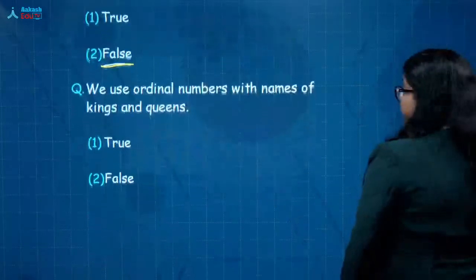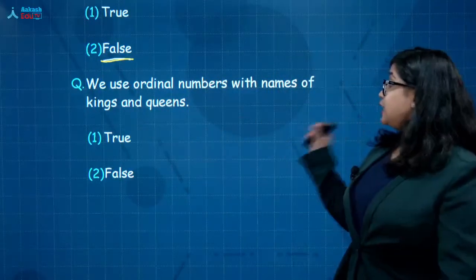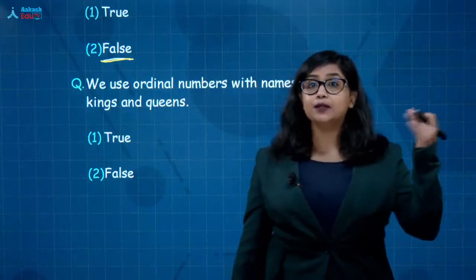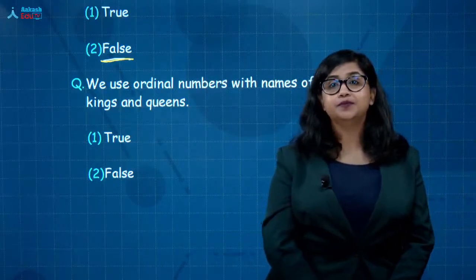Moving ahead with the next one: we use ordinal numbers with names of kings and queens. Come on, think about it. Think about some examples in your head and try to guess the correct answer.